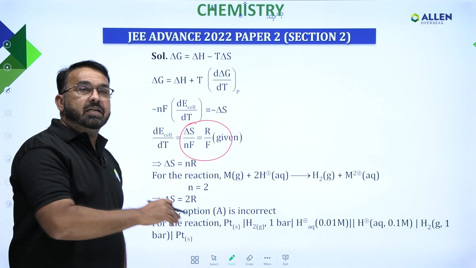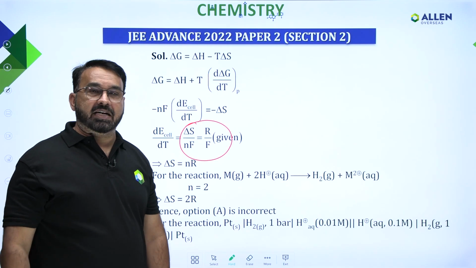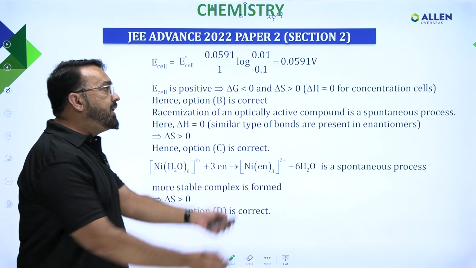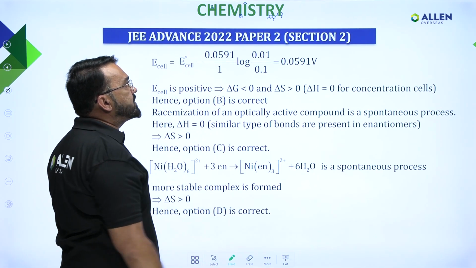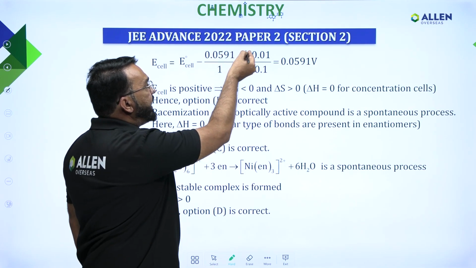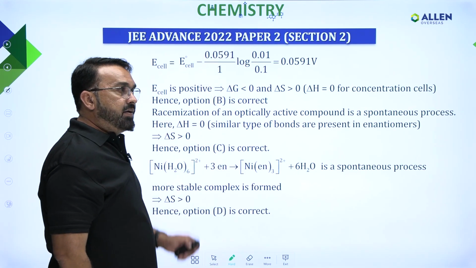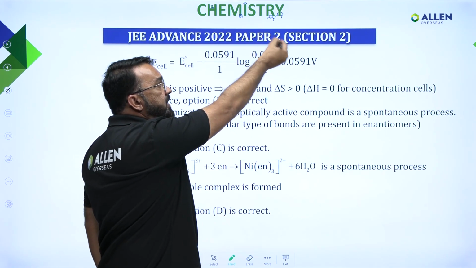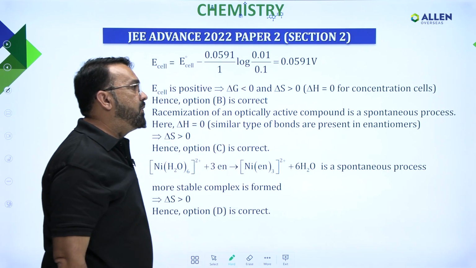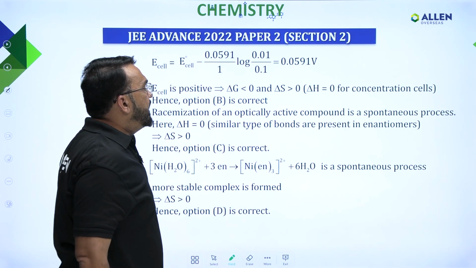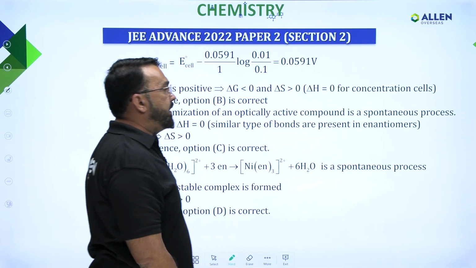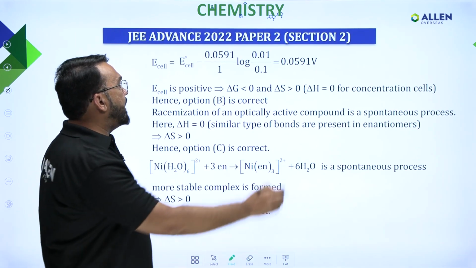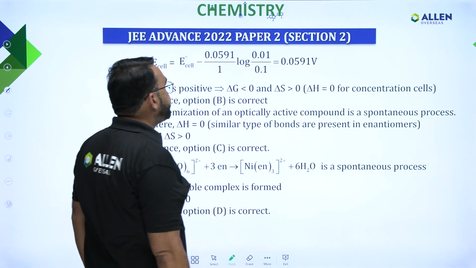So, to prove that this reaction is a spontaneous reaction, we will consider the Nernst equation for a cell. We know that for the Nernst equation, E cell is equal to E naught cell minus 0.0591 upon n, where n is given as 1, times log of concentration 0.01 upon 0.1. Substitute the concentrations. On simplification, you will get 0.0591. E naught cell for the hydrogen electrode is equal to 0. Therefore, it comes as 0.0591.